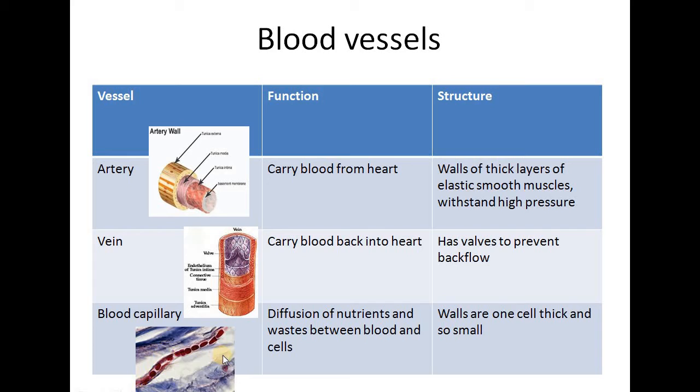Now the blood capillaries are only 1 cell thick. Why? Because their main function is to diffuse nutrients and wastes between blood and cells. They are supplying your cells with nutrients and oxygen, and they are taking away wastes and carbon dioxide. That's why they are only 1 cell thick, okay. As you see, only 1 blood cell can pass through the blood capillary.